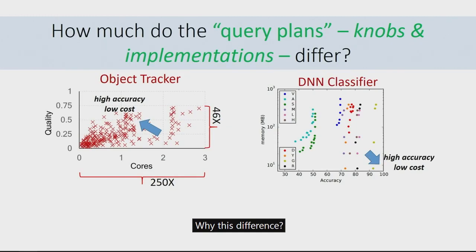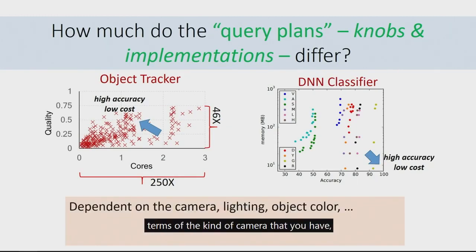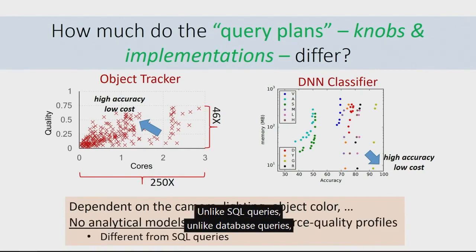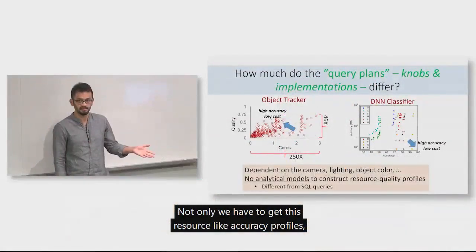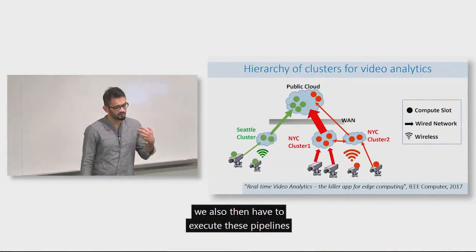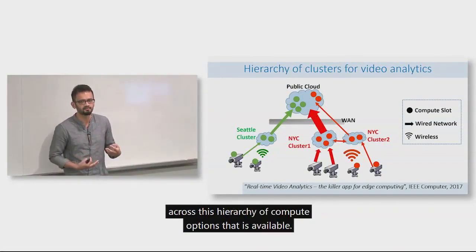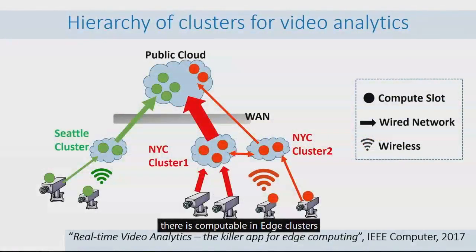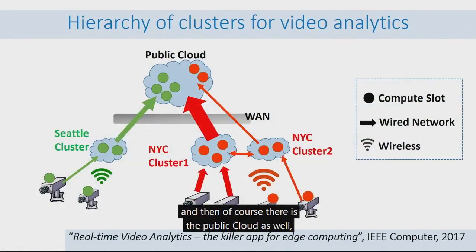And why this difference? It's simply because it depends a lot on the kind of camera that you have, the lighting conditions at that moment, the color of the objects. And unlike SQL queries, unlike database queries, there is no analytical model available for us to construct these resource accuracy profiles. And not only do we have to get these resource accuracy profiles, we also then have to execute these pipelines across this hierarchy of compute options that is available. There's compute available on the camera. There's compute available in edge clusters, which is deployed by these enterprises. And then, of course, there is the public cloud as well, and there is the network connectivity across them.